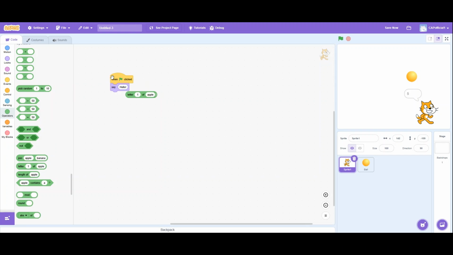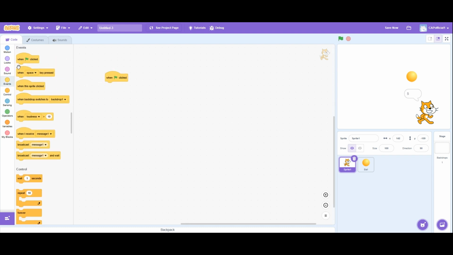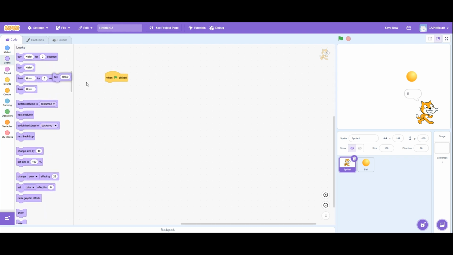So the operator library is mainly just used for math. As you can see, we have a lot of operators, and this one has got a lot, which I'm going to explain today. So first, we're going to make a little bit of code for this. So when green flag is clicked, and say hello.